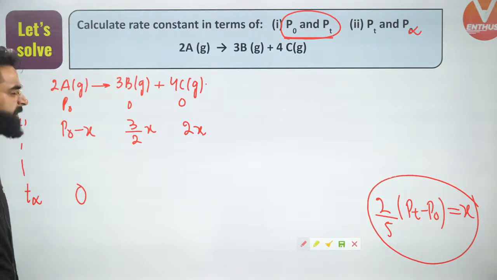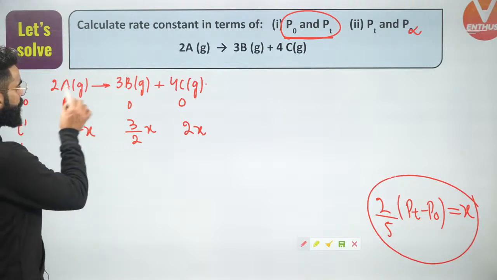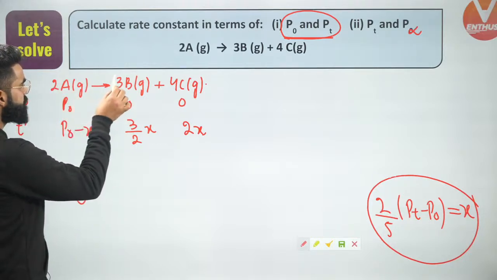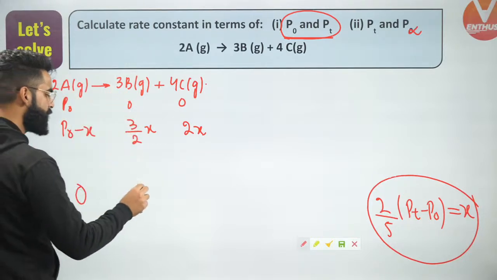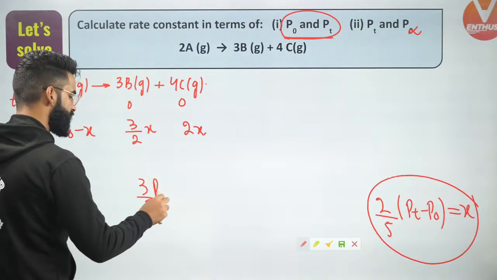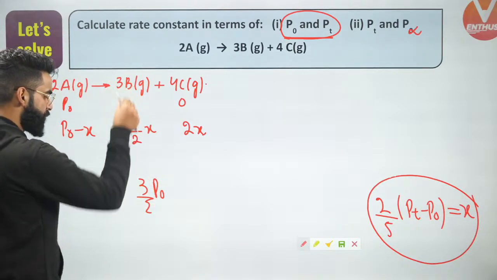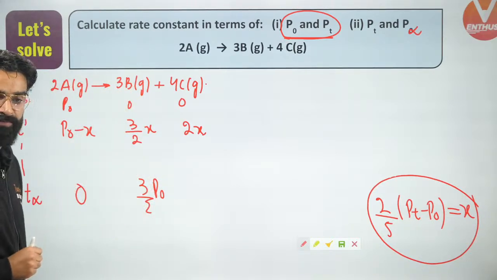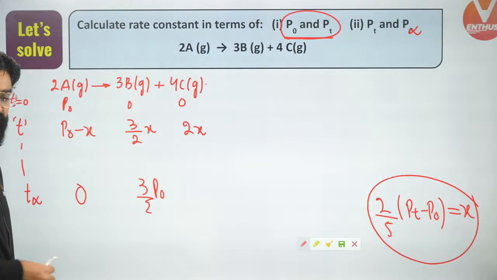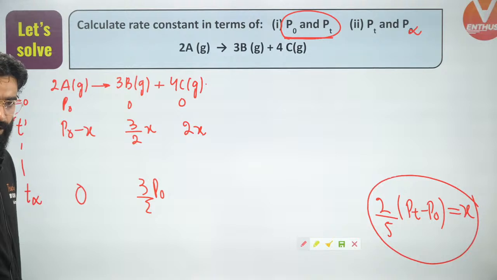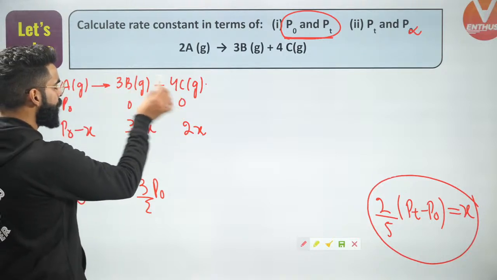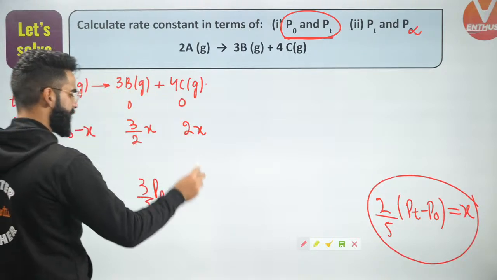Now use the stoichiometry. 2 moles gives 3 moles, 1 mole gives 3 by 2 moles, so P naught will give 3 by 2 P naught. So this is going to be the pressure due to B at time t equal to infinity. Yes, when I assume 100% of the reaction is completed, theoretically. Similarly, 2 moles gives 4 moles, so 1 will give 2, P naught will give twice P naught.